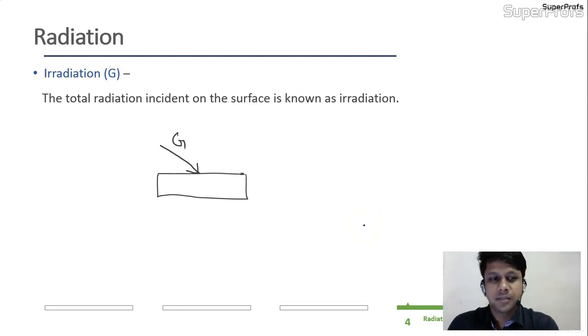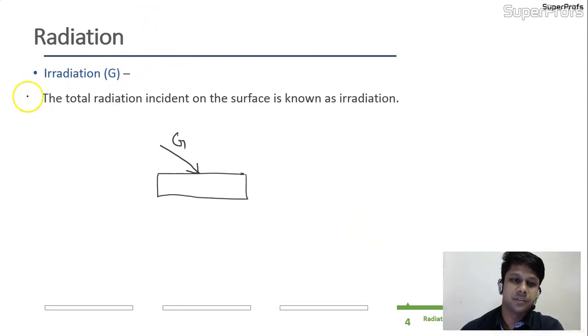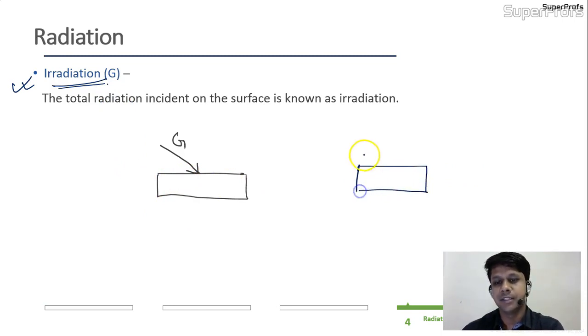So now let us discuss some of the properties of radiation. The first one is irradiation. Irradiation is nothing but whatever radiation is incident on the surface. Just for convenience, we are calling it by a different name, that is irradiation, and it is denoted by capital G.